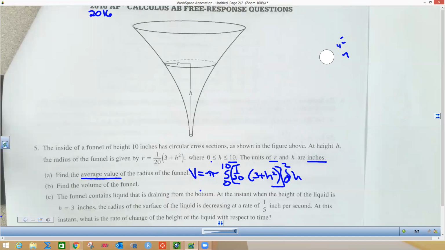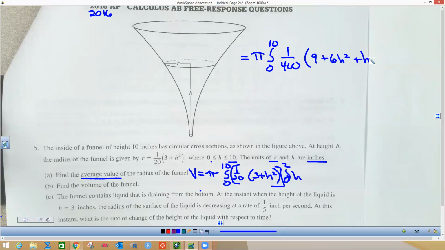By order of operations, we've got to square this thing first. So when we square 1/20th, 20 times 20 is 400. And when we square a binomial, you're going to get 3 squared, which is 9. You're going to take 3 times h squared times 2, which is 6h squared. And then you're also going to take h squared and square it, which is h to the 4th. That's a shortcut for a binomial square. And then we've got this dh.